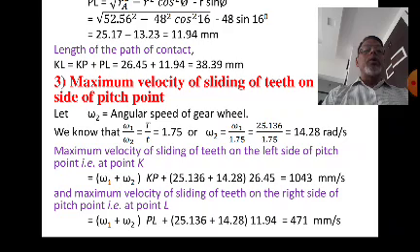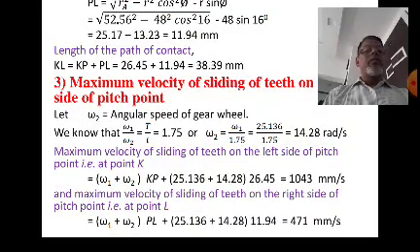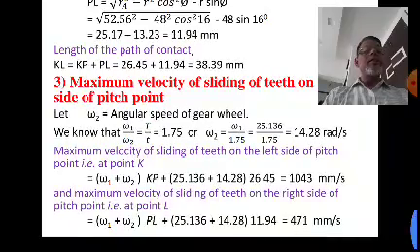Now once you get omega 2, then the maximum velocity of sliding of the tooth on the left side of the pitch point, that is at point K, is omega 1 plus omega 2 into Kp. Kp is the length of path of approach. So if you substitute the length of path of approach here, you will get the maximum velocity. And the maximum velocity of sliding of the teeth on the right side of the pitch point, that is at point L, is omega 1 plus omega 2 multiplied by the length of path of recess, that gives you this value.